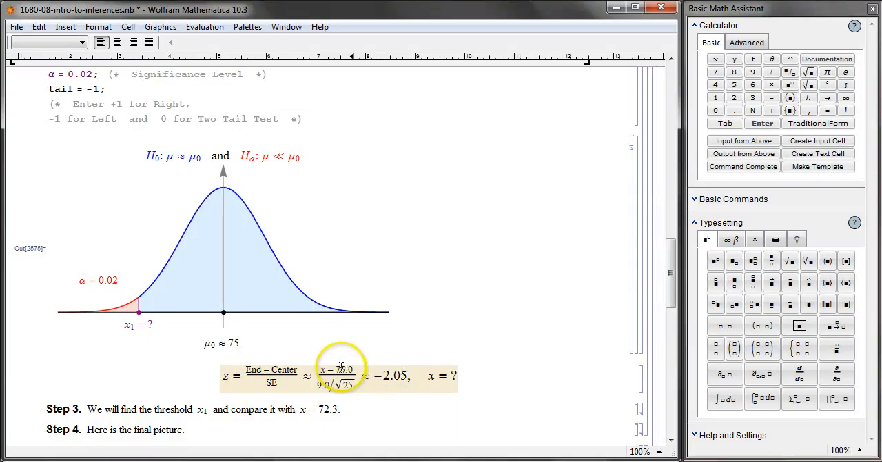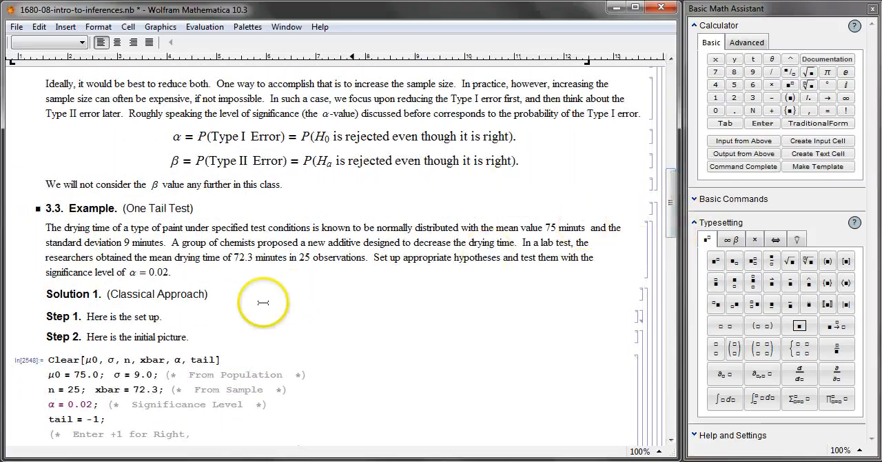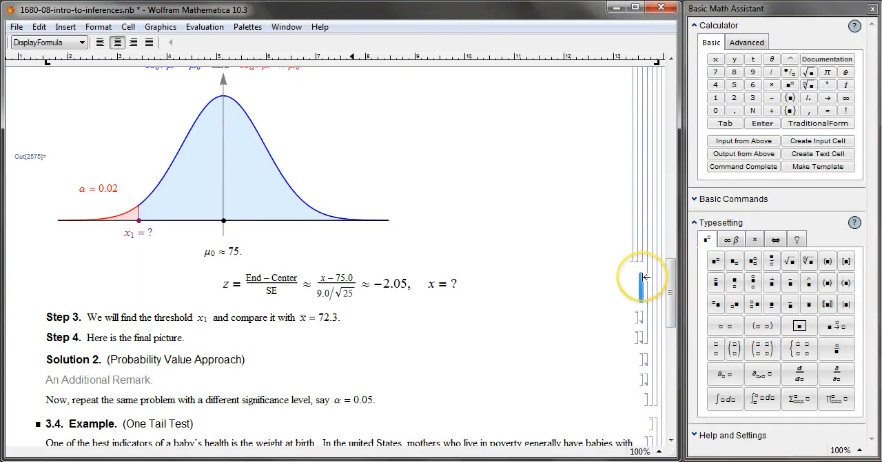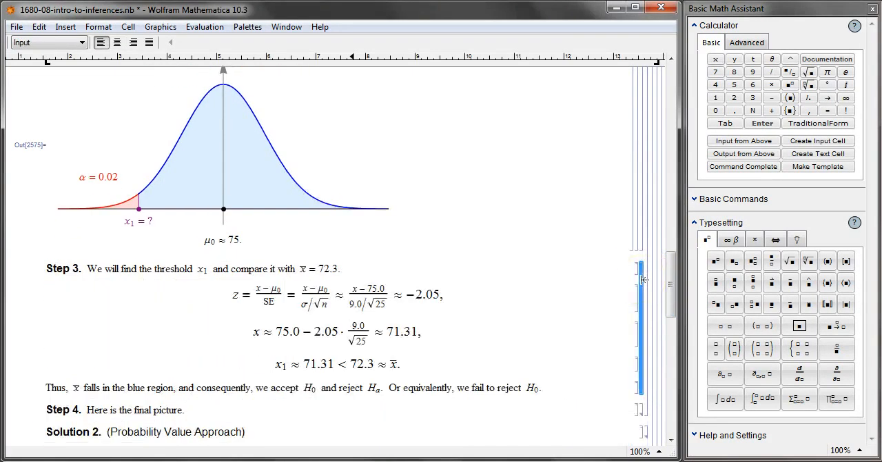And from this equation, flip this denominator to the other side and find out the x value. That's going to be the critical value right over here. And compare that with 72.3, the x bar. Yes, 72.3. And then you're going to get the conclusion. Well, here's the computation. X minus 75 over 9 over square root of 25 equals negative 2.05, approximately speaking. And that's solved for x.